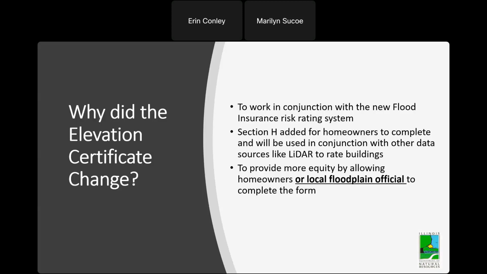So why did the EC change? This new EC works in conjunction with the new rating system.